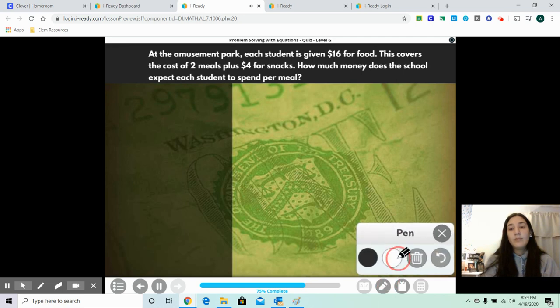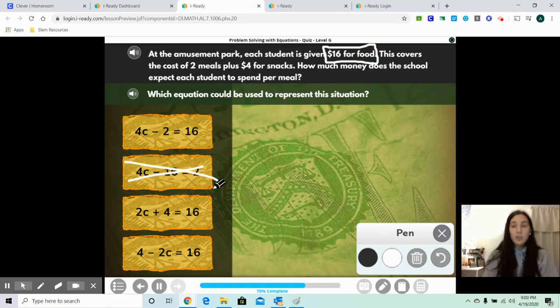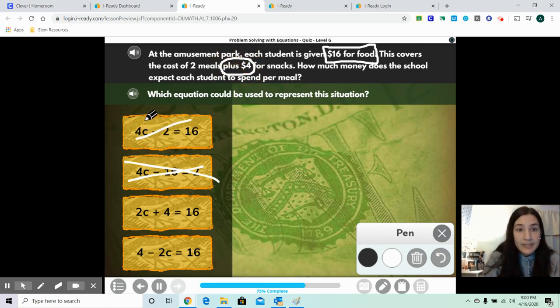At the amusement park, each student is given $16 for food. This covers the cost of 2 meals plus $4 for snacks. How much money does the school expect each student to spend per meal? Which equation could be used to represent this situation? Okay, we see $16 as our total, so that makes this choice a silly choice. Cross it out. Now, the cost of 2 meals plus $4 for snacks. Right away we see that we're adding 4, so this choice doesn't work, and this choice doesn't work.